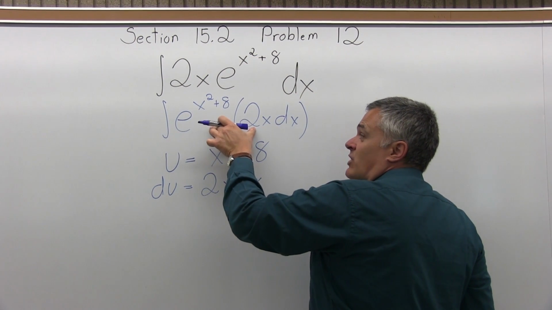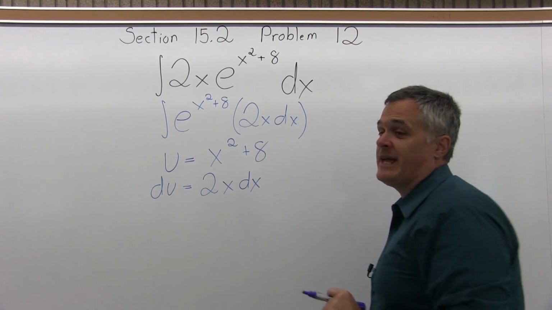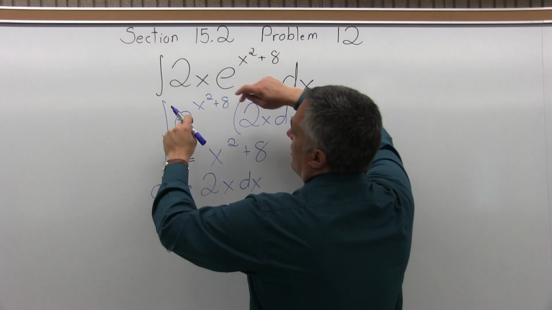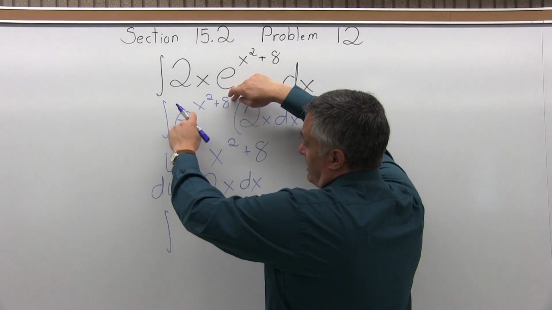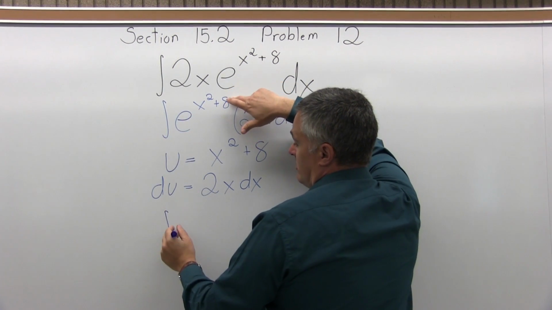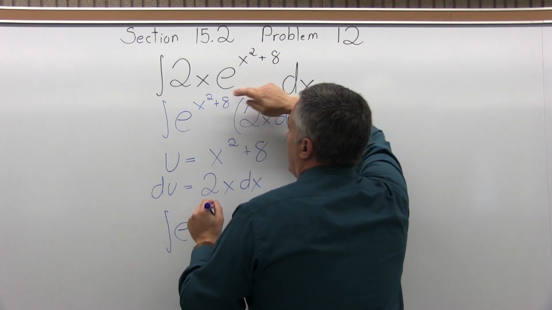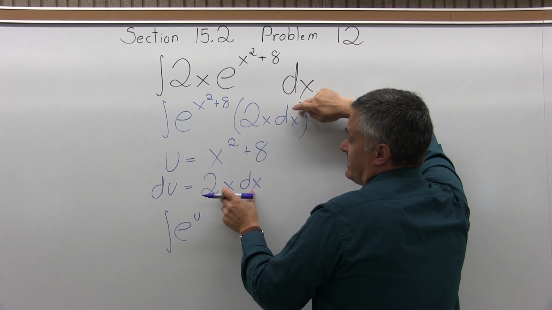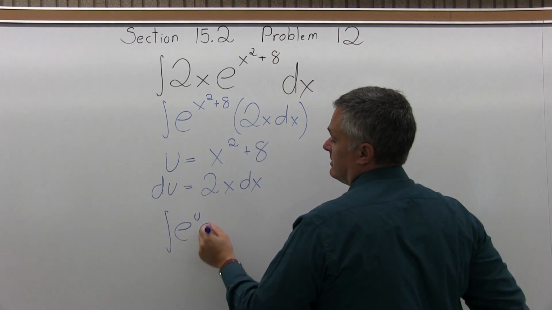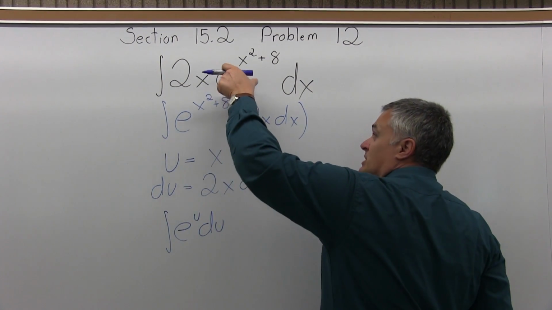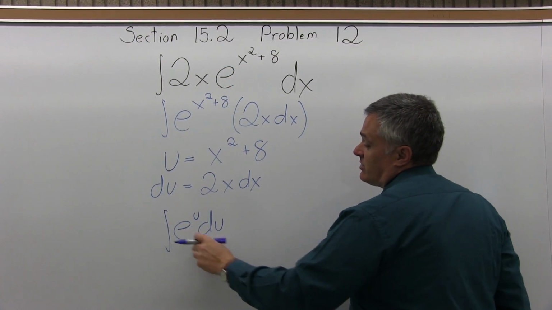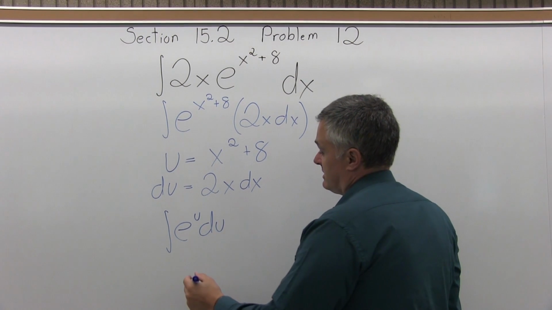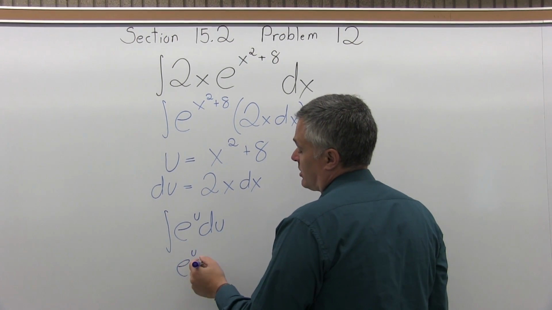Now, what I just wrote is still written in terms of the original variable, the x. Let me rewrite it in terms of u. So e to the x squared plus 8 exponent becomes e to the u. And then I have to replace 2x dx. And I have a perfect match for 2x dx. It's equal to du. So solving the original integral is the same as solving the integral of e to the u du. E to the u is the easiest integral to solve. It's just e to the u, plus some constant, of course.